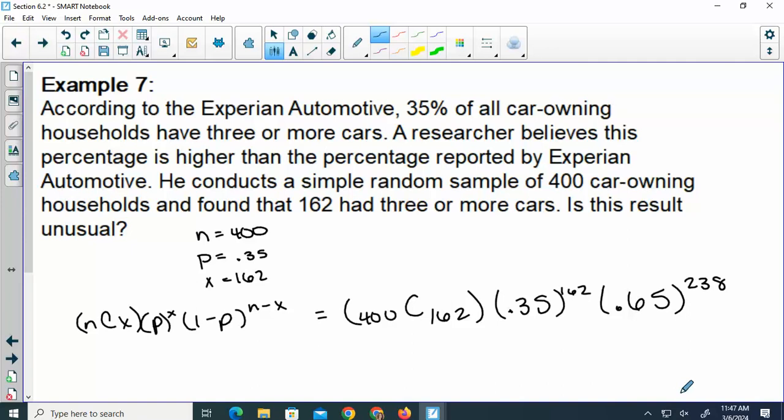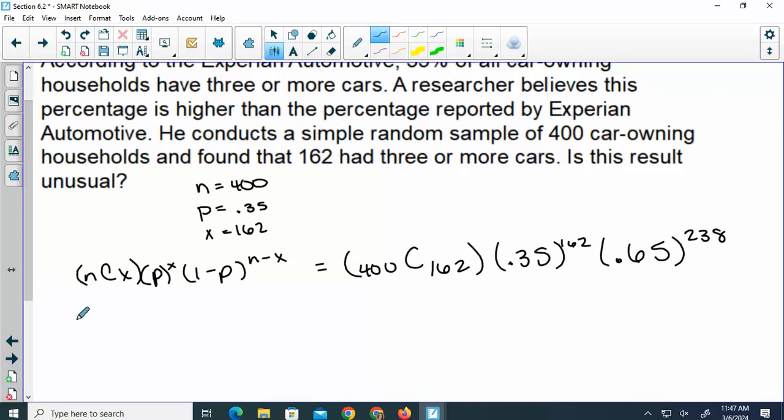And what happens when you put that in? It says overflow. That means it's too much, your calculator can't do it. So what do we do? It won't work. We would have to have better technology in order to get this answer. However, we could check, is this bell-shaped data?